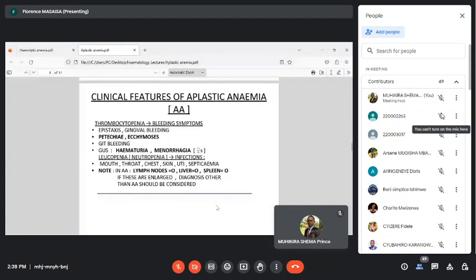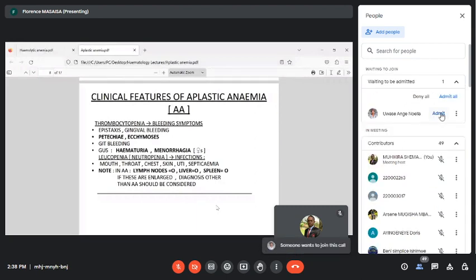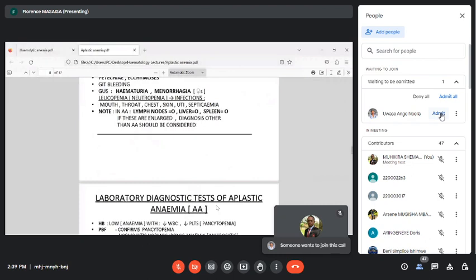So what else on the physical exam? Normally, aplastic anemia is defined by pancytopenia, but when you go to the physical examination, there is no splenomegaly, there is no hepatomegaly, there is no lymph node enlargement. If you see lymphadenopathy, hepatosplenomegaly, whatever, think about other causes of pancytopenia, not aplastic anemia. Correct?